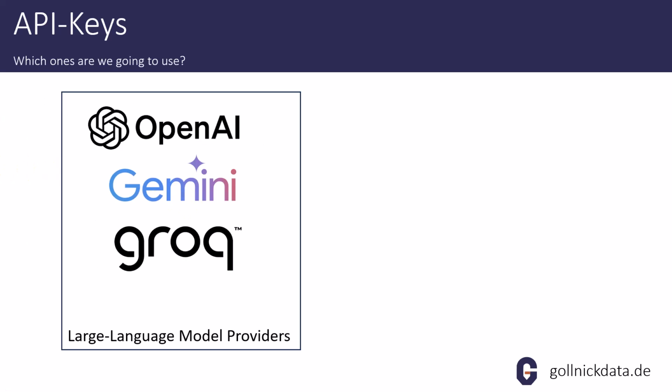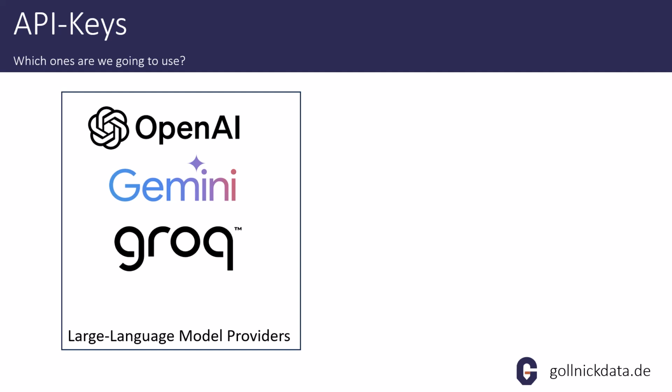So here are some from the area of large language models. You have OpenAI and Google Gemini as the big ones. The downside of these ones is that you need to pay for it. So you need to set up an account and enable billing.